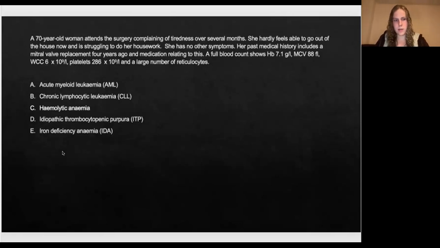Can anyone tell me what kind of anemia this is? It hasn't given the parameters actually, but it's normocytic anemia. Tell me what you think the answer could be.